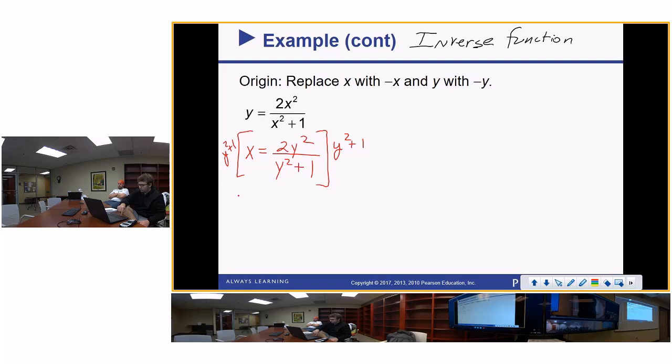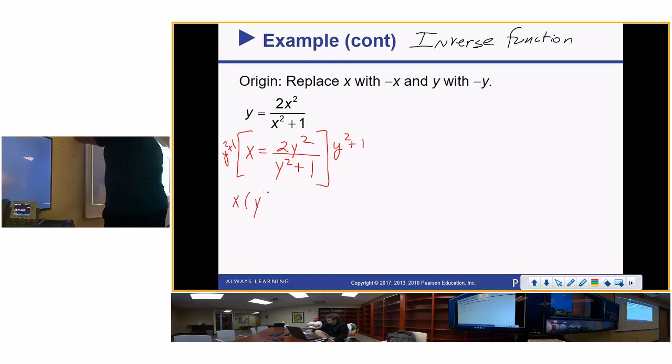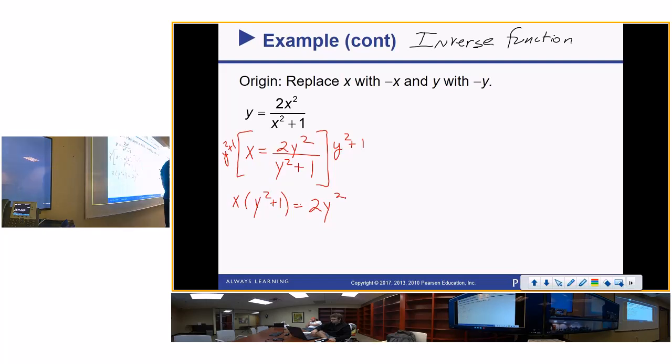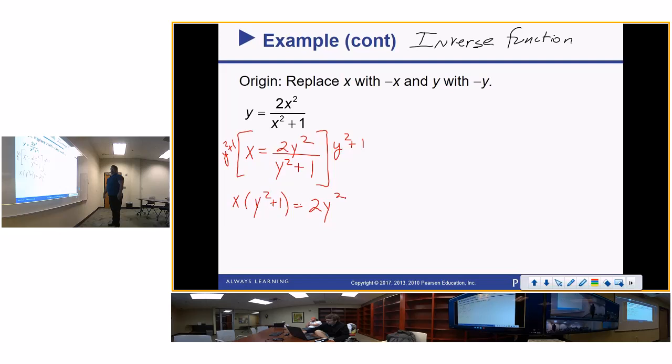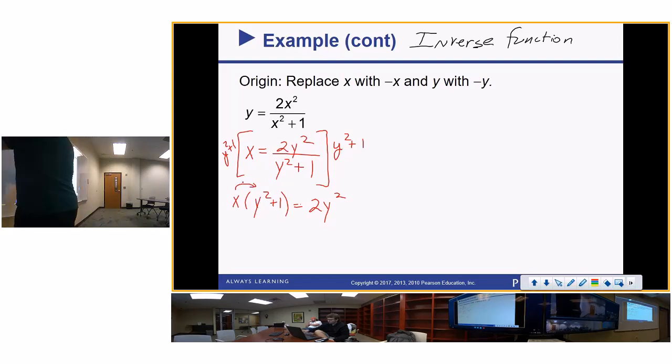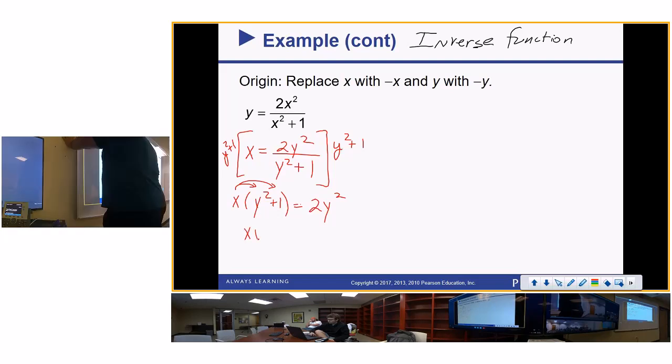So now I got x times y squared plus 1 is equal to 2y squared. Now I've got to get all my y's on one side and all my x's on one side. Now I've got to distribute that x. So xy squared plus x is equal to 2y squared.